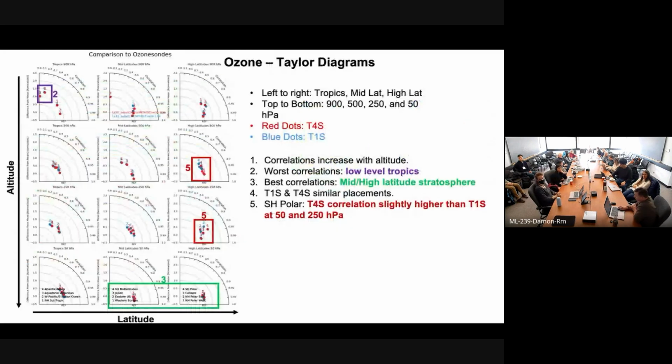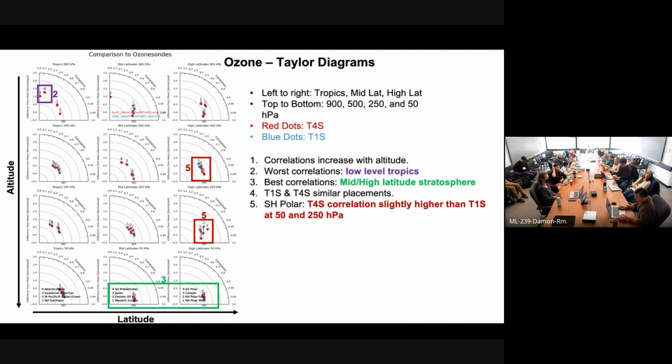And hopefully you'll be able to see this. These are Taylor diagrams comparing our ozone from the models with ozone sondes. And this is why I'm only looking at 1995 to 2011, because that's what our ozone sondes cover. Given that it's a little hard to see, you can imagine that from top to bottom, the altitude is increasing in these panels, and from left to right, the latitude increases.